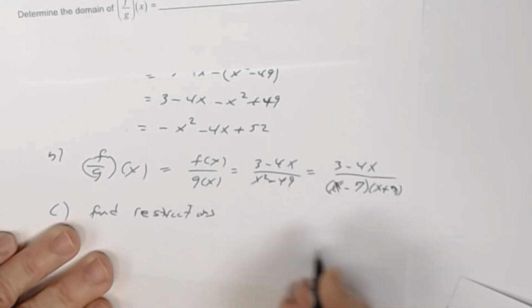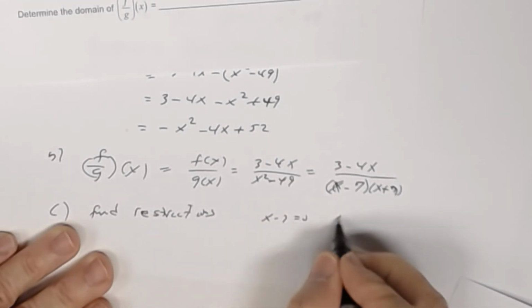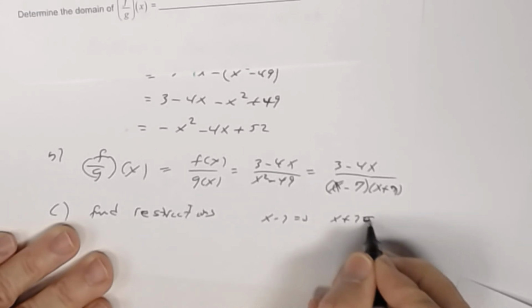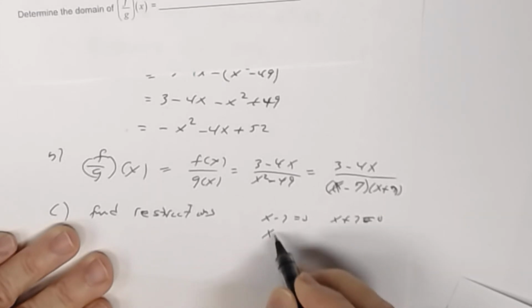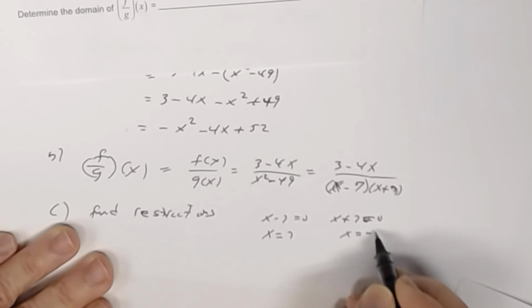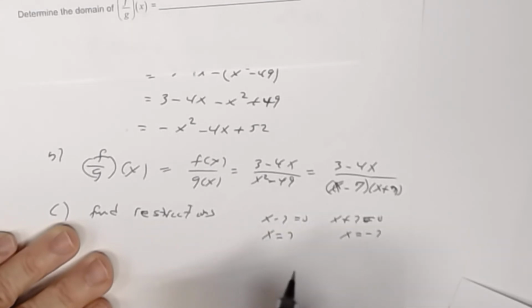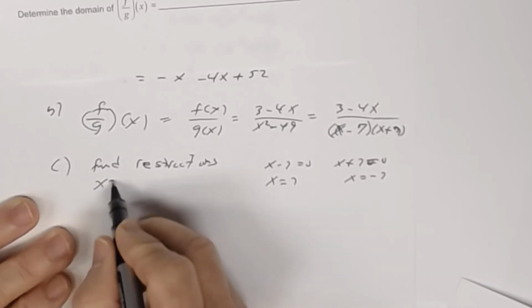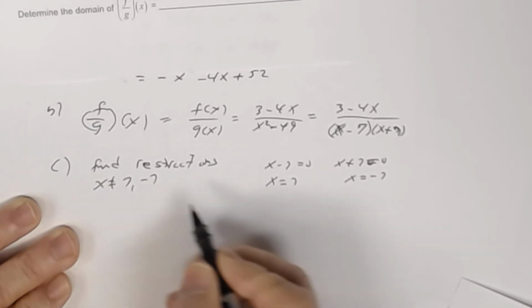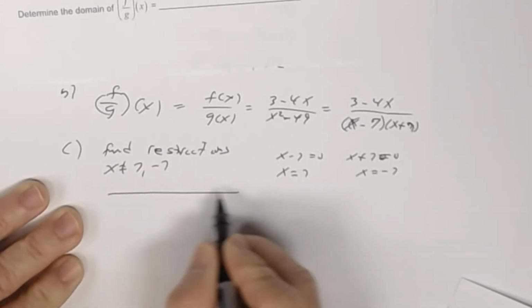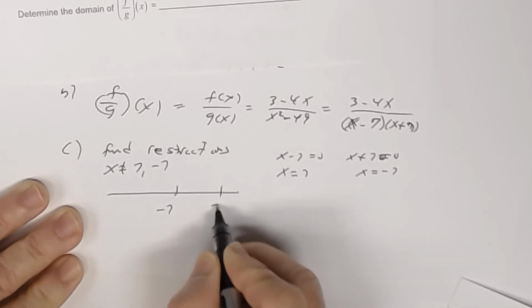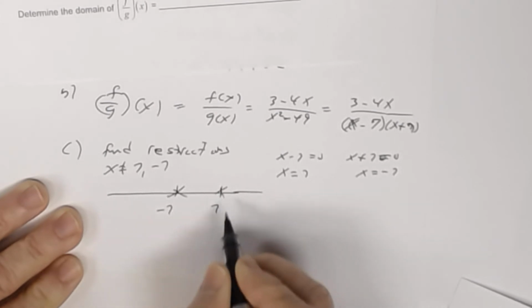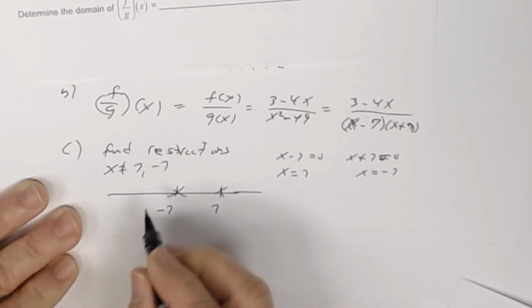Or you could just use these. So x minus 7 equals 0, x plus 7 equals 0, and then you solve for x. In both cases, you get the same thing as if you had used this one. And so my restrictions are that x cannot equal 7 or negative 7. So you put those on the number line, make sure you put them in order, and then cross them out because you cannot use those. That's not part of the domain.